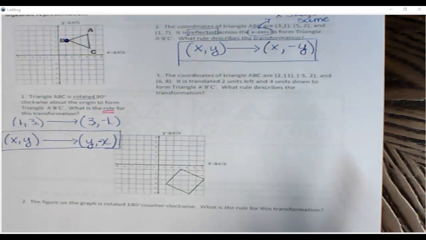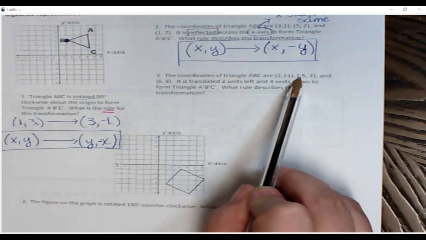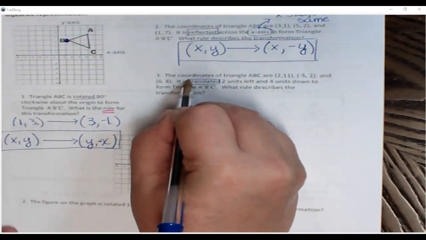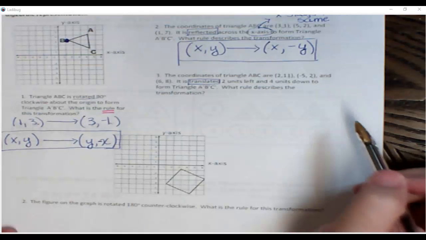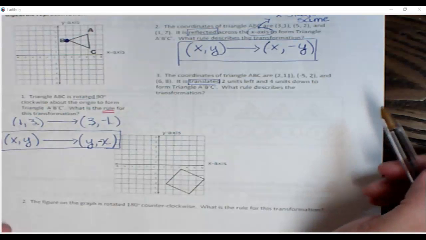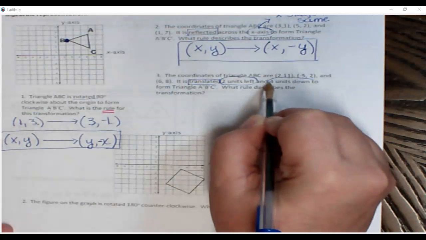All right, let's look at number 3. Number 3 says the coordinates of triangle ABC are (2, 11), (-5, 2), and (6, 8). It is translated. So now we're just going to be sliding around. We're not flipping, we're not rotating, we're not turning. We're just sliding around. And we're sliding 2 units left and 4 units down.